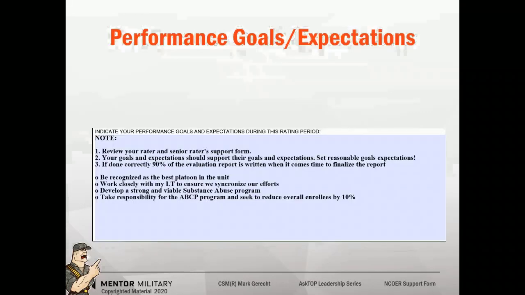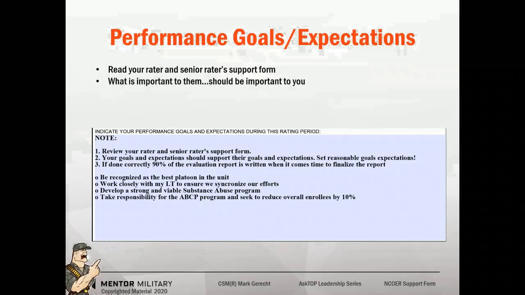So now let's look at performance goals and expectations. Couple notes here. First, you're going to review your rater and senior rater support forms. Your goals and expectations should support their goals and expectations. Set reasonable goals and expectations. If you do your support form correctly, 90% of the evaluation report is written when it comes time to finalize that report. So read your rater's support form and your senior rater's. If it's important to them, it better be important to you.